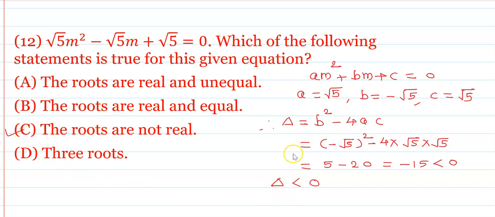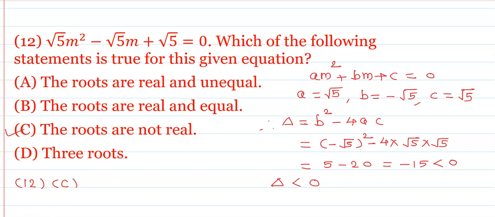Okay. Delta ची value 0 आली. Then what you will get? The roots are real and equal. If the delta is greater than 0, roots are real and unequal. But if the delta negative असेल, the roots are not real. Okay. And therefore the option C is a correct one. म्हणून answer लिहिताना here is a 12 and correct answer is C.